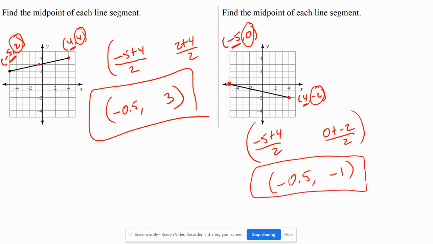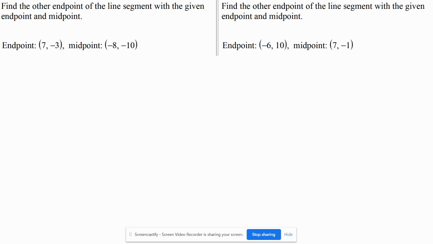So that's if I give you the two endpoints and I'm asking for the midpoint. Now, what if I switch it a little? Find the other endpoint of the line segment with the given endpoint and the midpoint. All right, so what it's saying here is there are two endpoints and there's a midpoint. I'm giving you one endpoint and one midpoint. I'm asking, what's the other endpoint? So I switched it a little. So I'm looking for the other endpoint. Let me write it down right here. Endpoint.